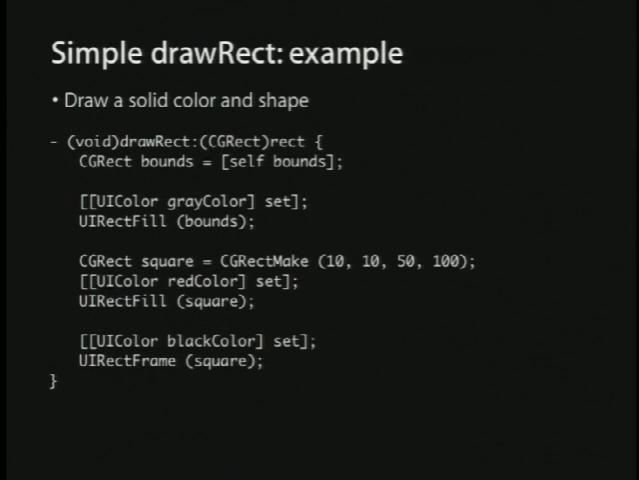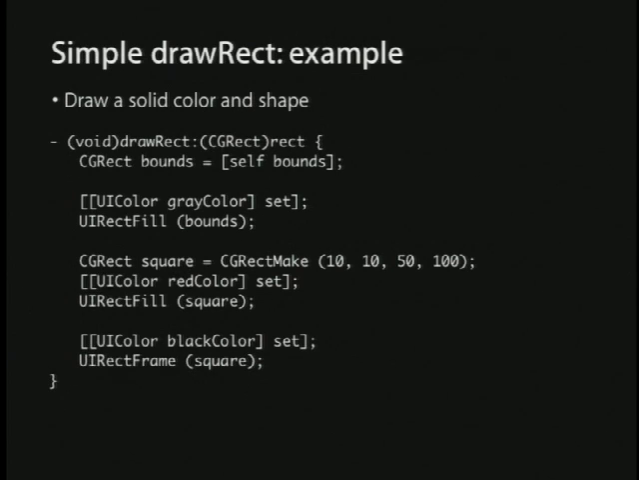All right, so let's take a look at a simple example of drawRect. Take a look at what we can do here. We're going to draw just a solid shape with a color. So we've got our drawRect. We've got our self bounds. We're always drawing in our own coordinate system, so we're going to get our bounds. We're going to call UIColor gray color set because we want to draw something with gray. And then we'll call UIRectFill bounds. UIRectFill is one of the few convenience methods provided by UIKit. It basically fills the entire rectangle that we pass in with the current color that was just set. So it fills the entire bounds of our view with gray.